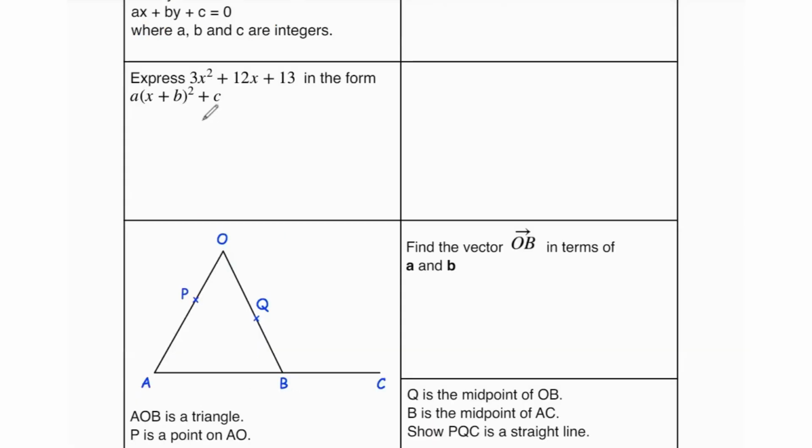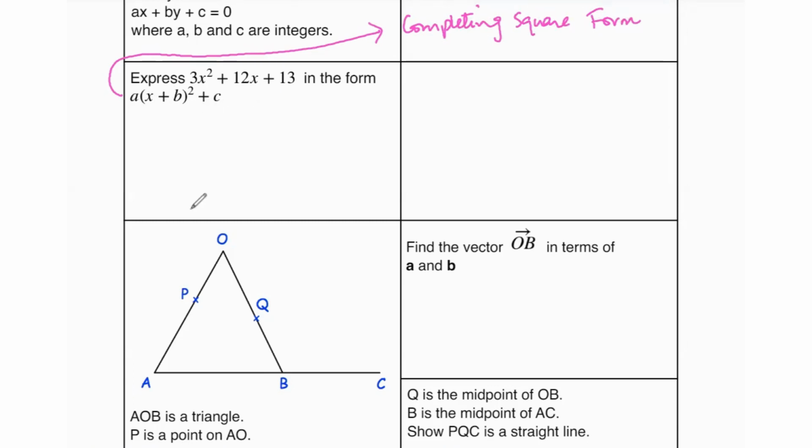The next question says express 3x squared plus 12x plus 13 in the form of a times x plus b whole squared plus c. Now this is your completing the square form. So completing the square form comes in the form that is given in the question.